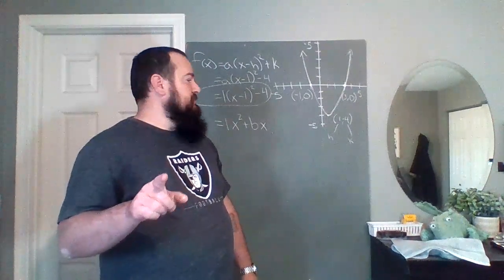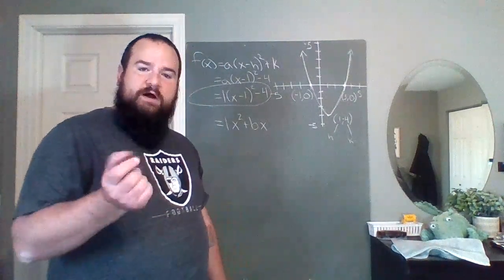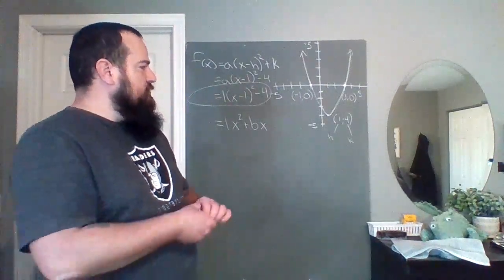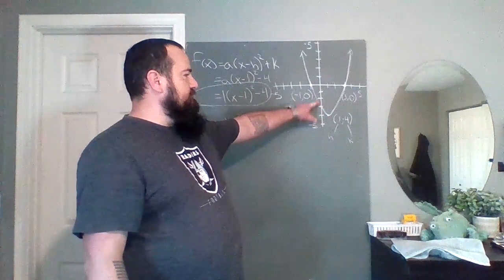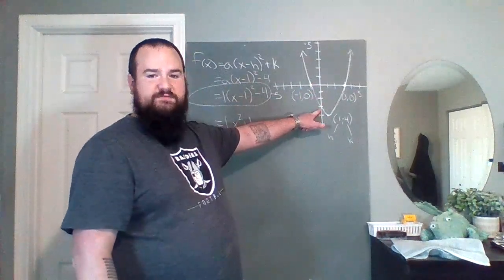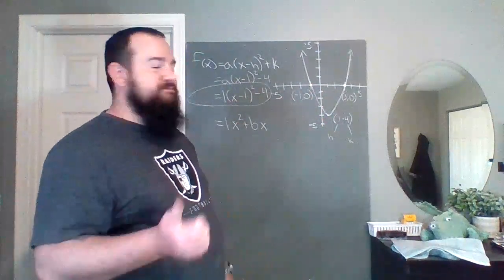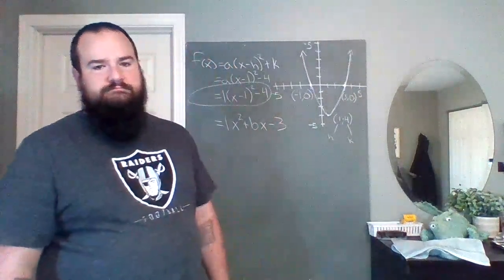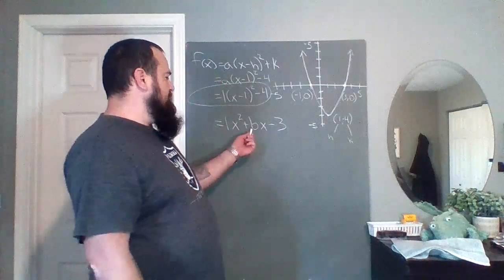All right. Standard form tells us the y-intercept. The y-intercept is at the point 0, comma, c. Well, if we look at this graph, this passes through 0, negative 3. So that tells me that c has to be negative 3. Bam. Now the only thing left to do is find b.